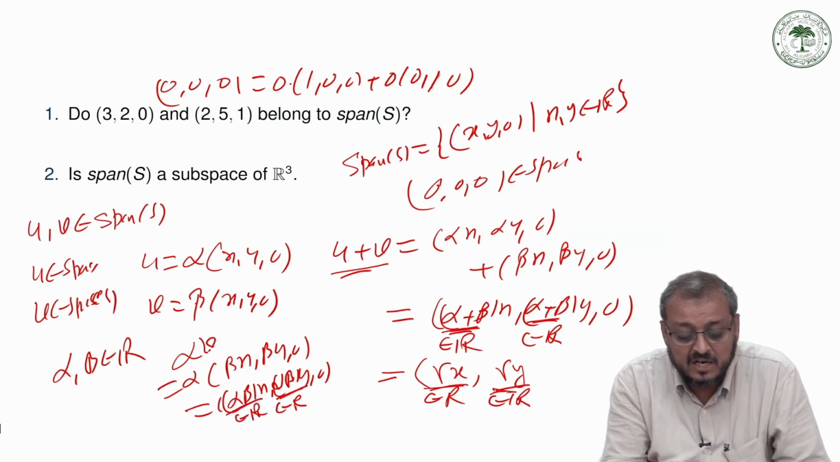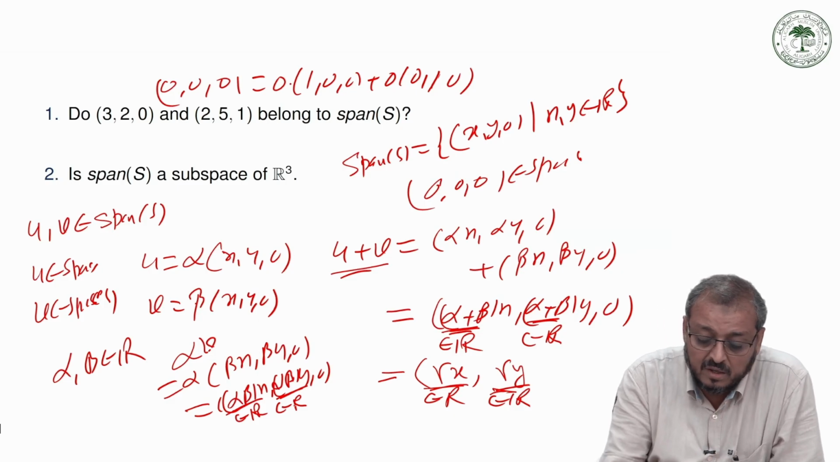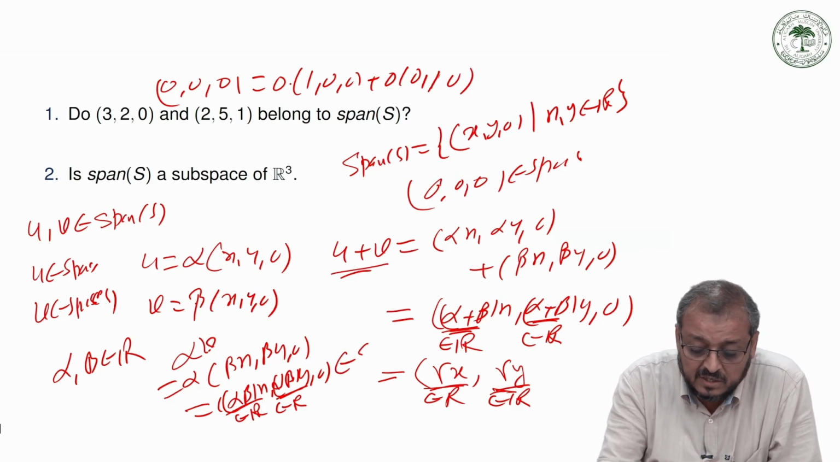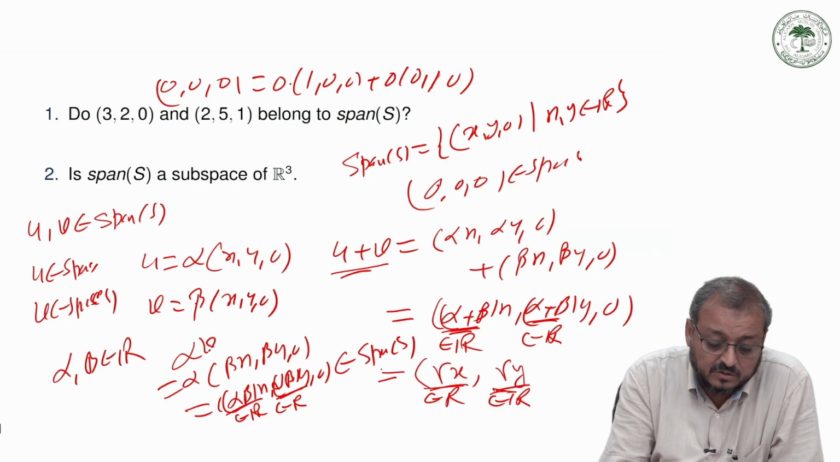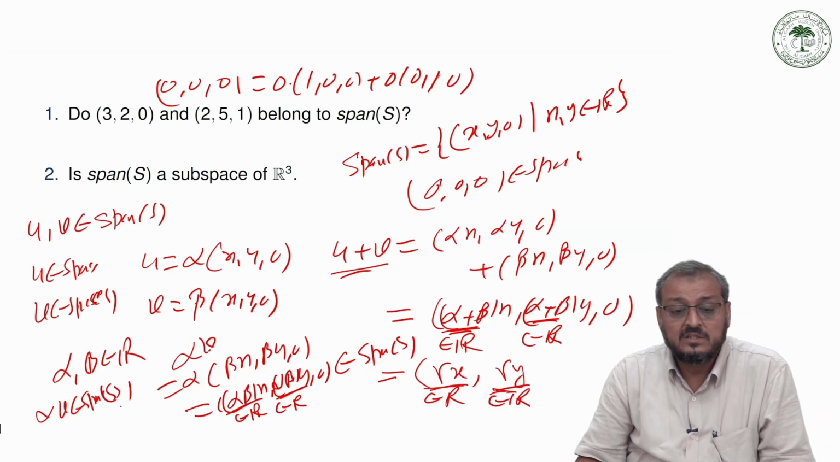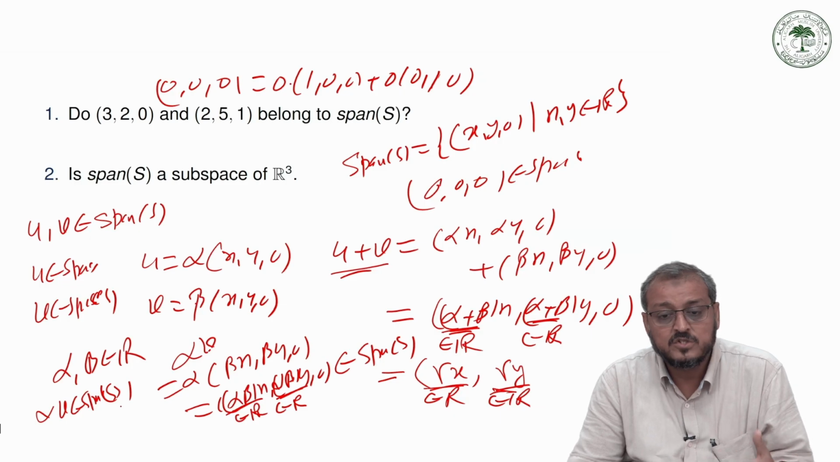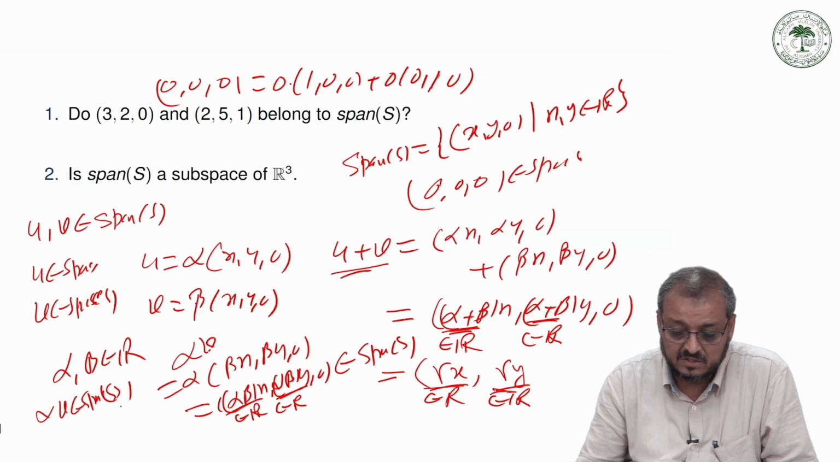So this is an element of some elements x, y, 0, and this clearly belongs to the span of S. So this implies that alpha V also belongs to the span of S. So in this case we can say that all three properties of the subspace theorem are satisfied.